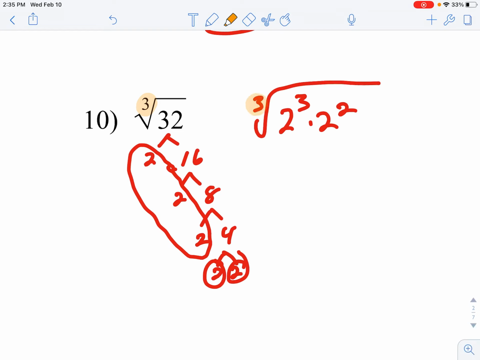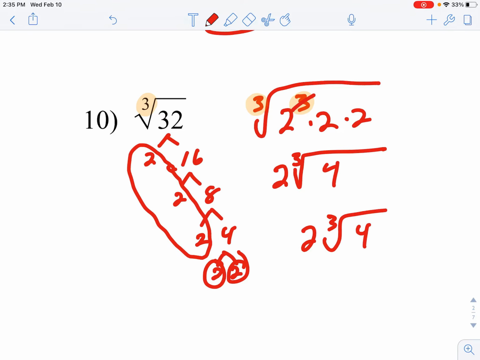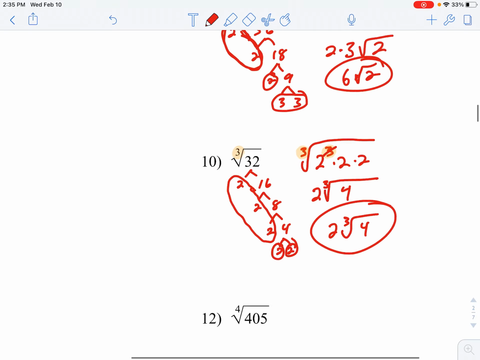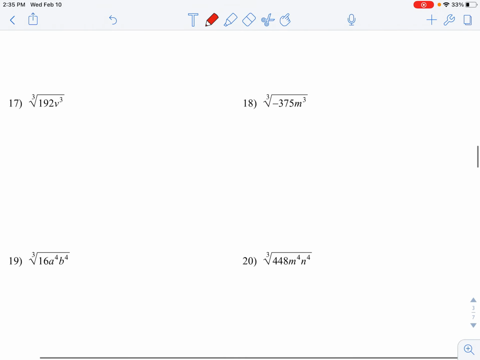So now the cube root is going to cancel out the third power, and we can bring out the 2. What's left in here, 2 squared, or if you wanted to, you could write that 2 times 2. Whichever way you have it, that's going to make 4. And so we end up with a final answer of 2 cube root of 4. And that should be all there is to that. Let's check number 10.